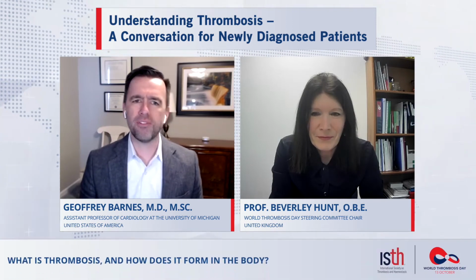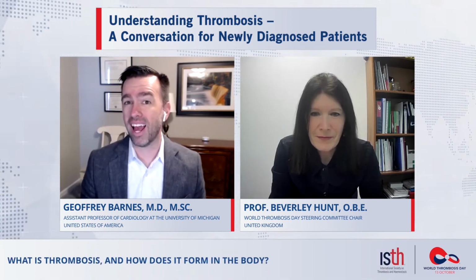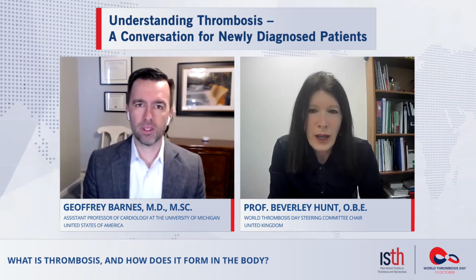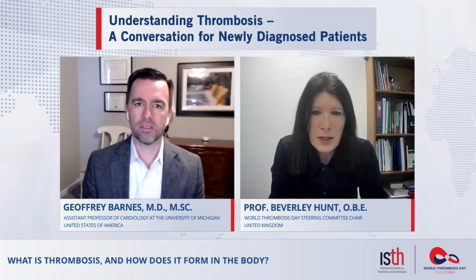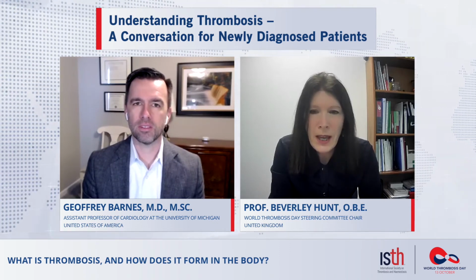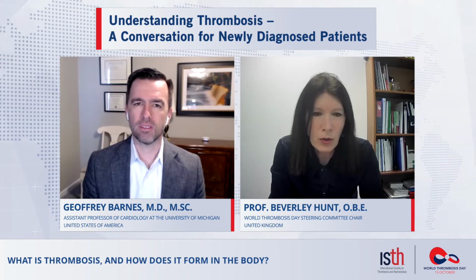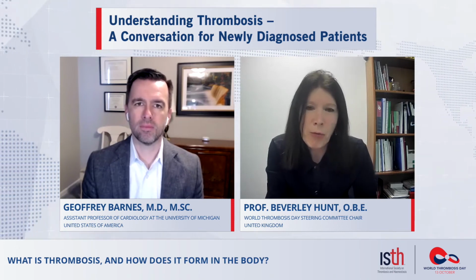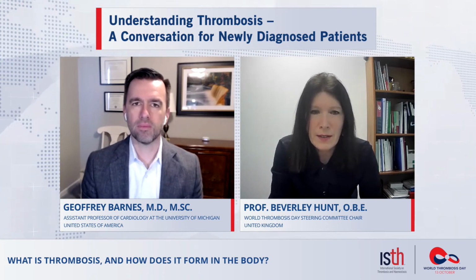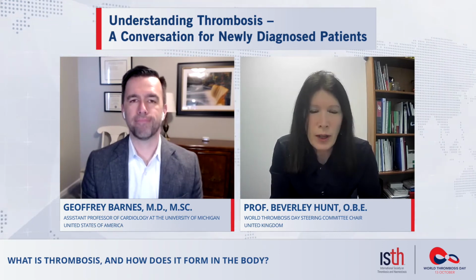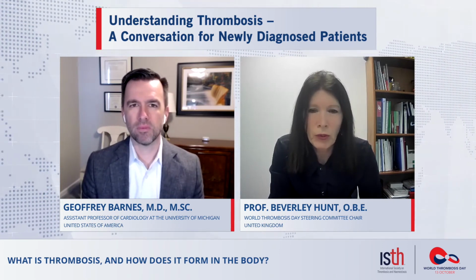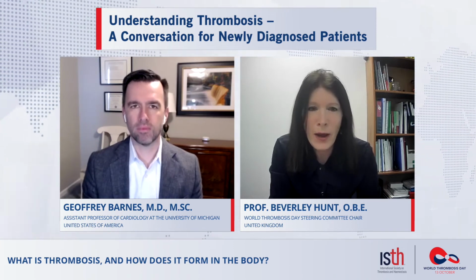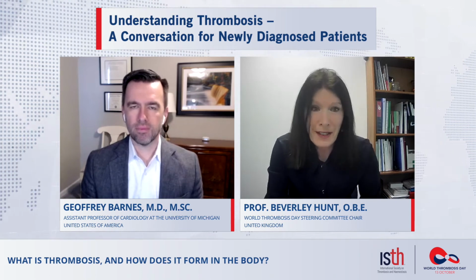Professor Hunt, can you briefly explain to us what thrombosis is and how it forms in the body? So when we think about the blood, we have to remember its main purpose is to flow through the body and supply all of the organs with oxygen and nutrition. And it's really important that it flows. But if there's a breach in one of the blood vessels, so you cut yourself and you cut through a blood vessel, it's really important then that we block off the hole so that the blood doesn't flow out of the body and we exsanguinate.